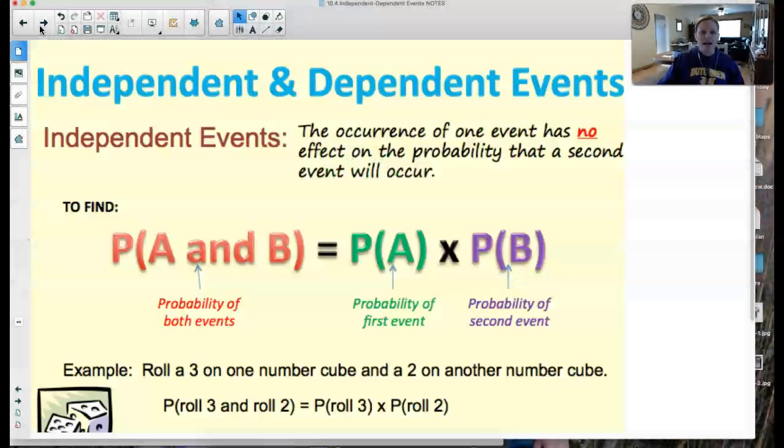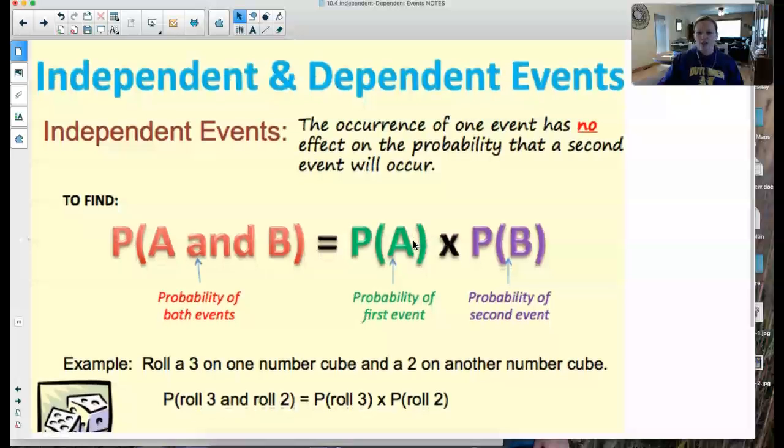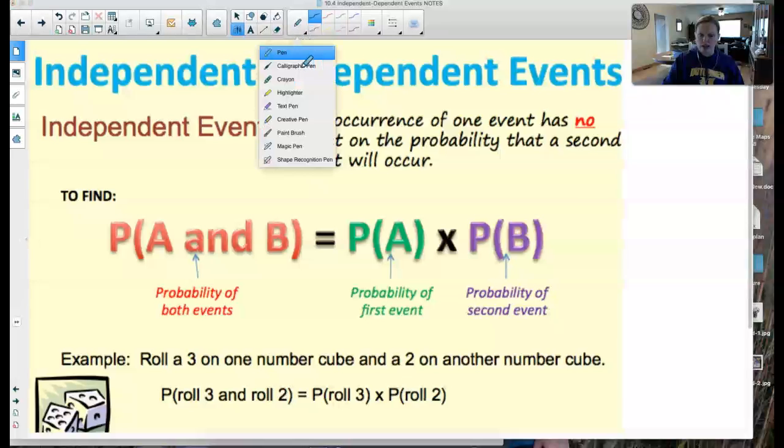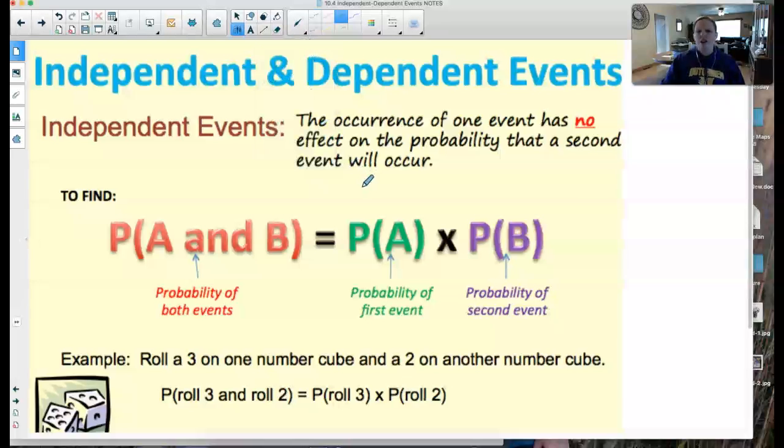So an independent event is when the occurrence of one event has no effect on the probability of the second event occurring. Okay, so that sounds kind of confusing. I don't know if anybody understood that or not. But what it really means is if I flip a coin and then I had to flip a coin the second time, what happens the second time is not impacted by what happened the first time. Okay, so we'll do some examples of this and hopefully it will make sense.